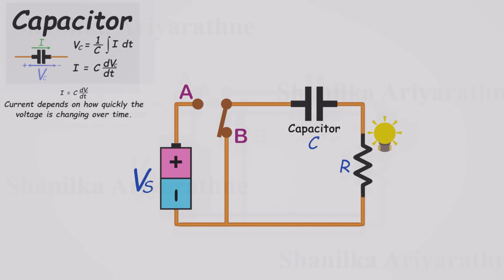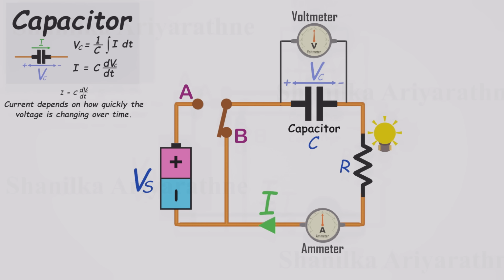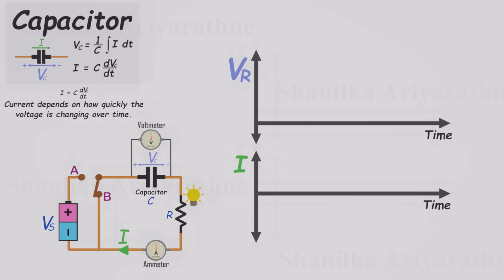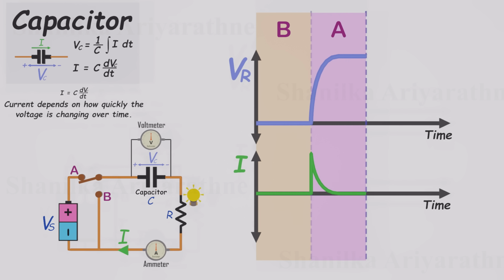Here's our circuit again. I'm measuring the voltage across the capacitor and the current through it and plotting both on a graph. When the switch is in position B, the power source is disconnected, so both voltage and current are 0, and the light bulb stays off. Now, when we flip the switch to position A, something interesting happens. The bulb flashes brightly for a moment, then gradually fades and turns off.